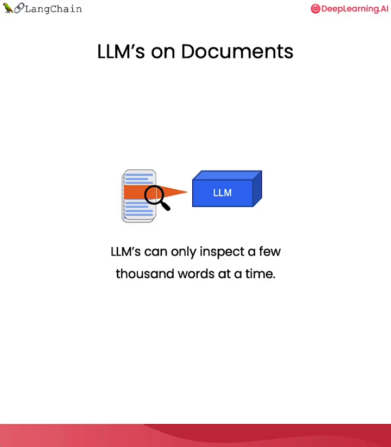So we've gone over how to do question answering over your documents, but what exactly is going on underneath the hood? First, let's think about the general idea. We want to use language models and combine it with a lot of our documents. But there's a key issue. Language models can only inspect a few thousand words at a time. So if we have really large documents, how can we get the language model to answer questions about everything that's in there? This is where embeddings and vector stores come into play.